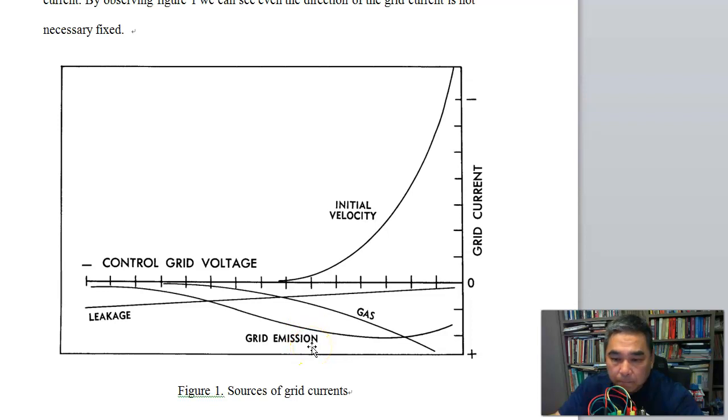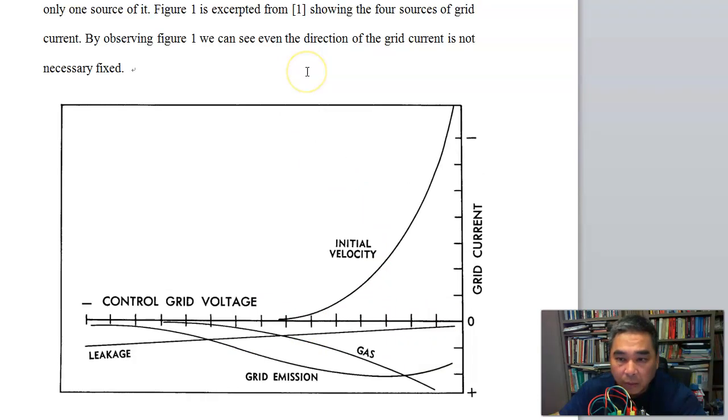So if we want to measure the grid leakage, the grid current, we probably need to make sure that our bias is negative enough to avoid this huge amount of grid current caused by the initial velocity. But even if we sum the grid current here, and measure it here, although they are all in one direction, this is not saying that the grid current caused by gas is the only source. This is something we should keep in mind.